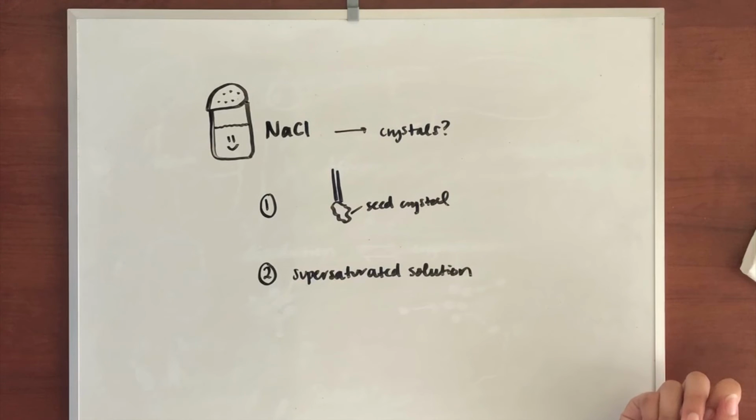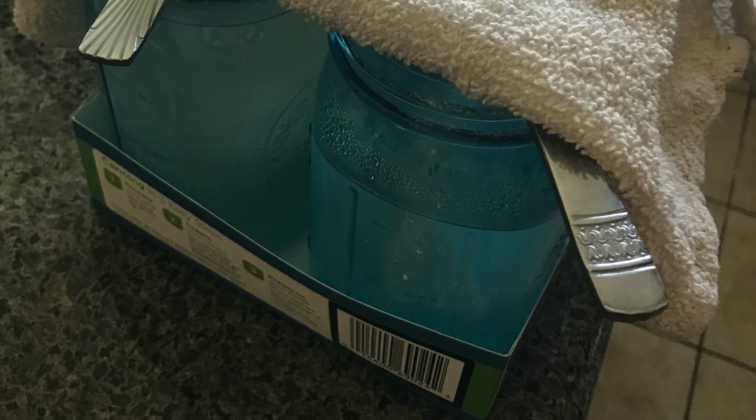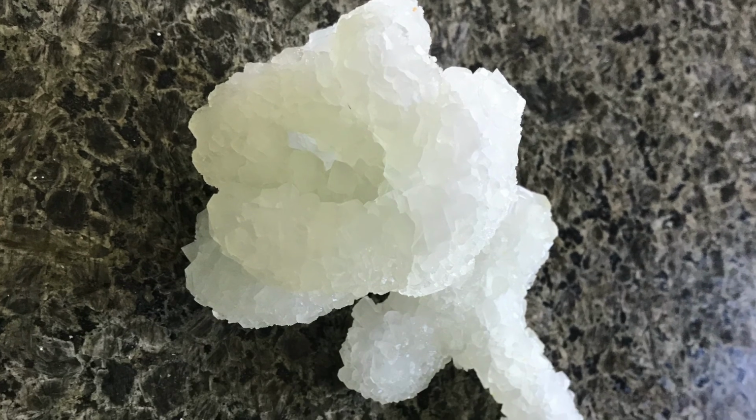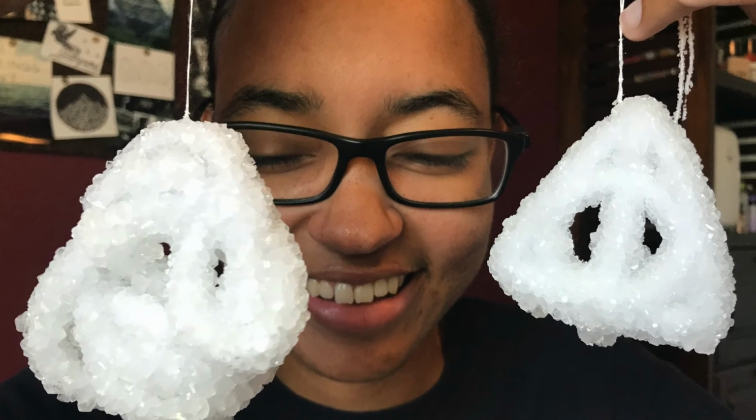Both of these methods work for other types of crystals as well, besides alum and sodium chloride. I actually used the supersaturated solution method to make these crystals out of borax a little while ago, so as you can see, it's a pretty effective method.